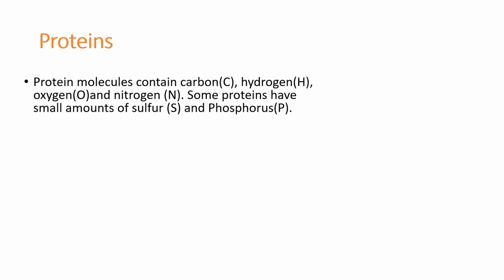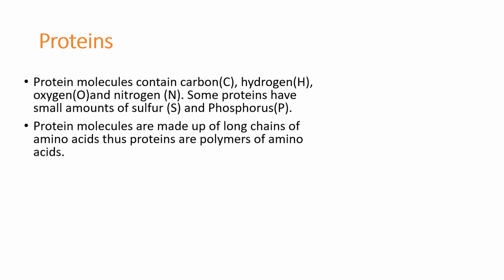The third group of biological molecules are the proteins. Protein molecules contain four main elements: carbon, hydrogen, oxygen, and nitrogen. And some proteins may contain small amounts of sulfur and phosphorus. Protein molecules are made up of long chains of amino acids. Therefore, proteins are polymers of amino acids.